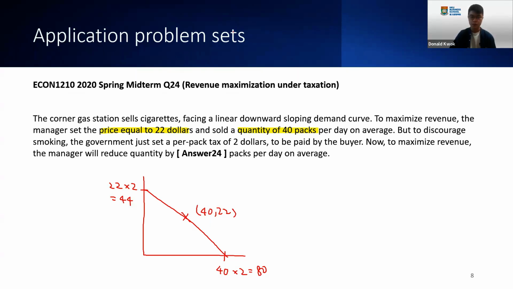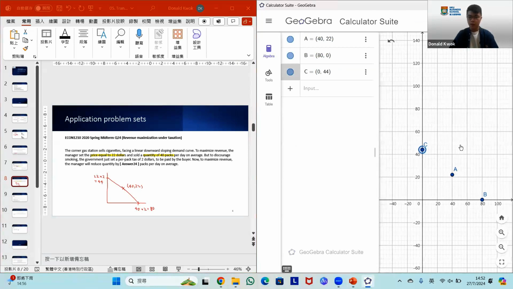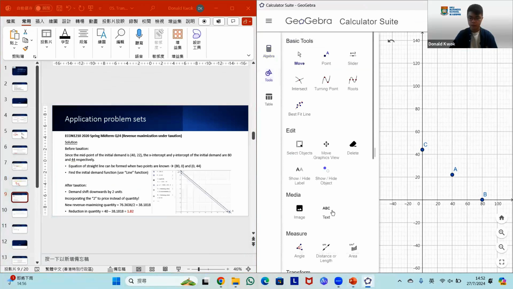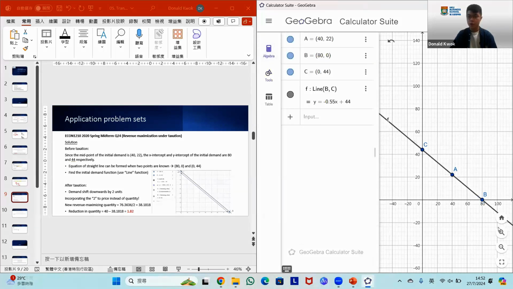So let me shift my screen to GeoGebra and solve this with you together. Let me type the points on GeoGebra first. We have the x-intercept 80 and the y-intercept 44. I can use the functionality in GeoGebra called the line function, which is here. What you need to do is to select the 2 points, and then GeoGebra will help you derive the original demand curve, which passes through the points here.